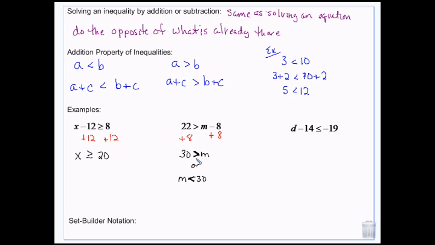Does that make sense? So we're not changing whether it's greater than or not, we're just solving it and leaving it like that. Here this is telling me 30 is greater than m. That's the same thing as m is less than 30. What I couldn't do is then change this and make it m is greater than 30. That would not be true. Does that make sense?